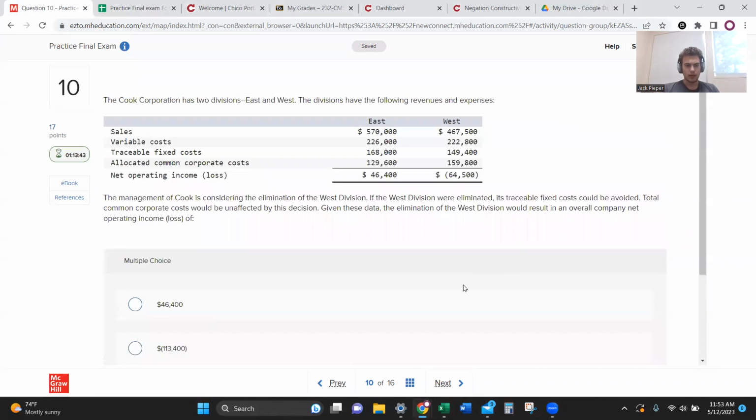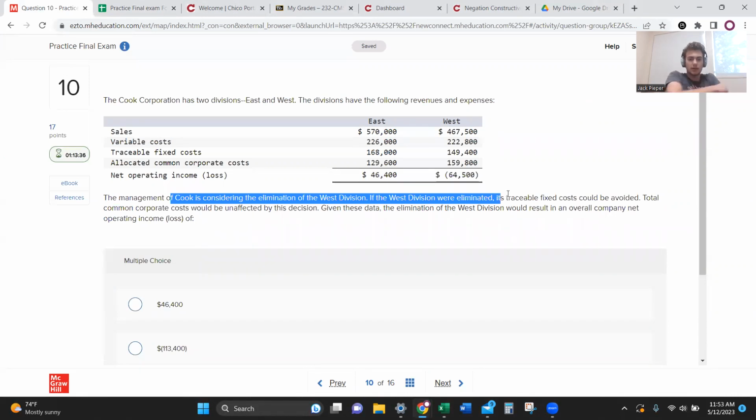Management is considering the elimination of the West Division. If it was eliminated, traceable fixed costs would be avoided. Total common corporate costs would be unaffected. That's what I was talking about. So the way you're going to do this is I like to start out at a negative and work my way back. So I want to start at a contribution margin, and we're going to lose out on our contribution margin if we discontinue the West. So first, let's find out how much contribution margin we have in the West.